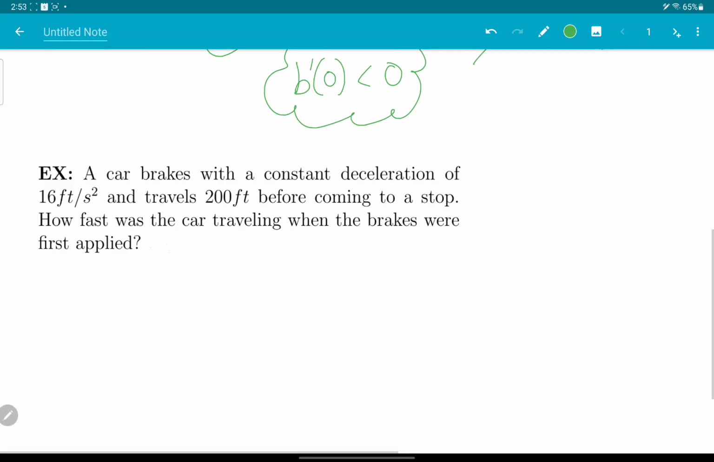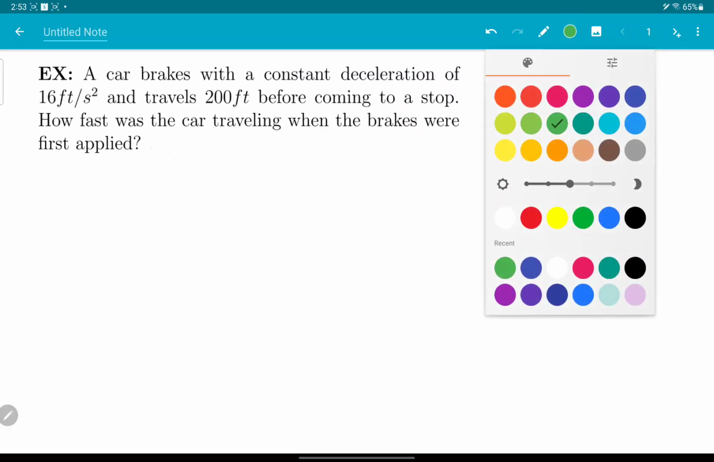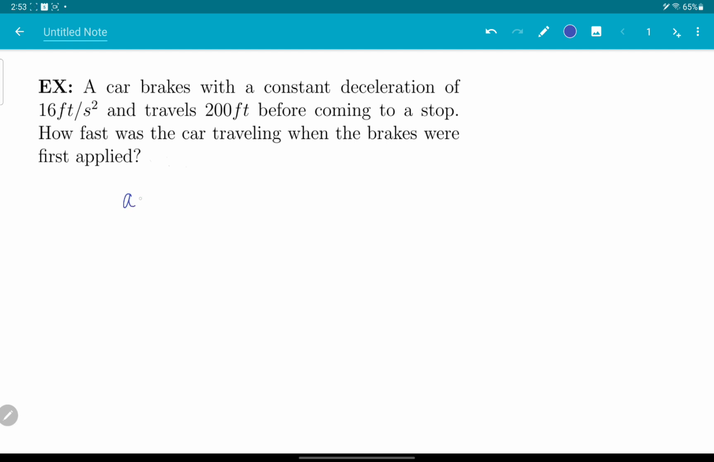Okay, how about a word problem? So pause and copy this. We'll give it a try. So we have acceleration to begin with. Well, we're given deceleration, but we'll just call that a negative acceleration. So we'll call this acceleration at time t, my acceleration function.